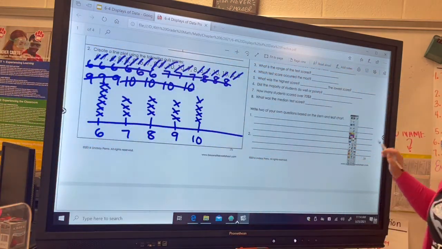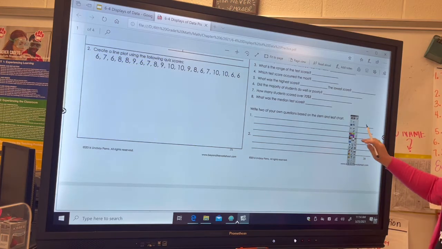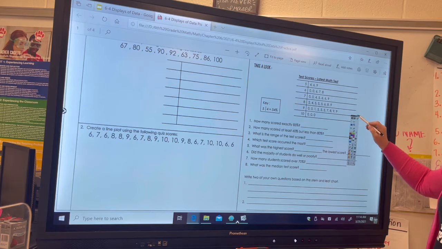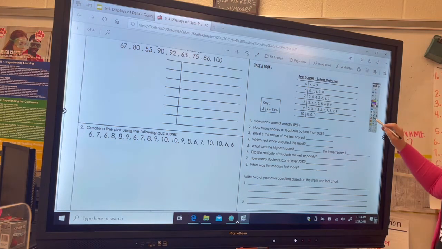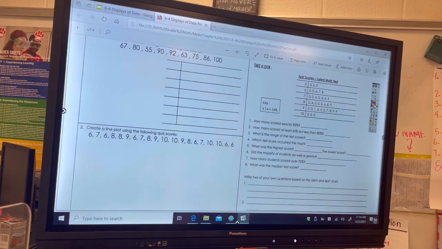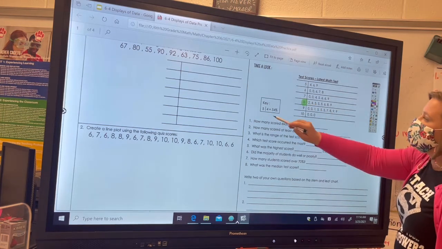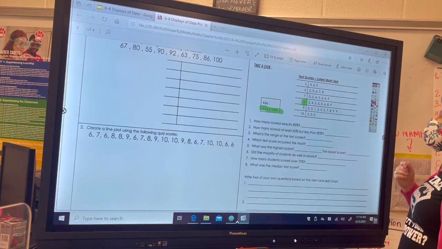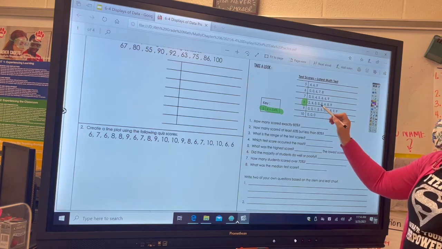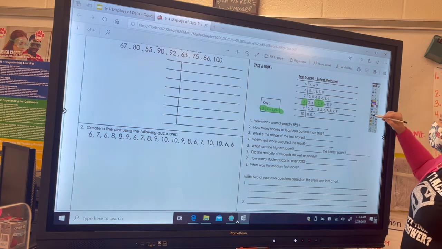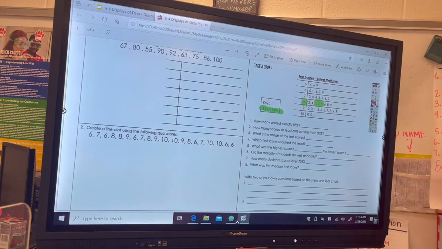All right, so let's look over here at our stem and leaf plot, and we are going to answer some questions. So the first question asks us, how many scored exactly 85? So I've got to find my 8, and how many 5s do I have? 3. So how many people scored exactly 85%? 3.